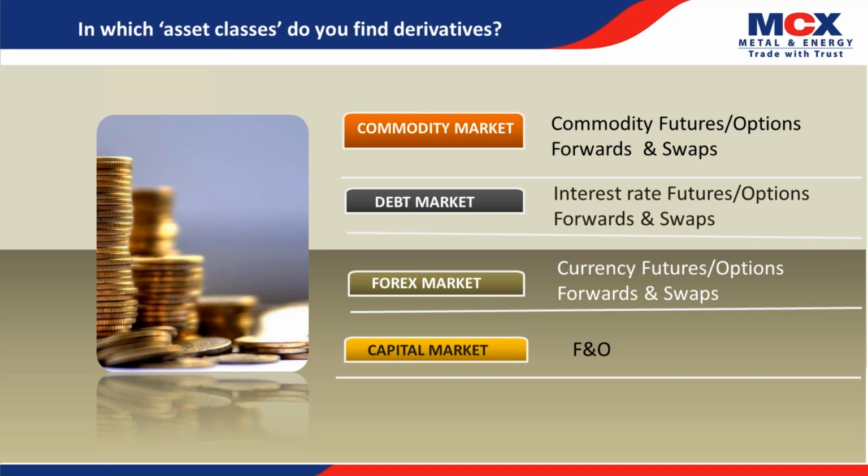So when we talk about currency futures or options, we are basically talking about a currency pair, and hence we are trading in the currency pair, which could be a futures instrument, an options instrument, a forward, or a swap. In the capital markets, we have futures and options. The underlying here would be a stock. So you can have stock futures and stock options, a stock being the name of a corporate, a company which is listed on the capital markets.